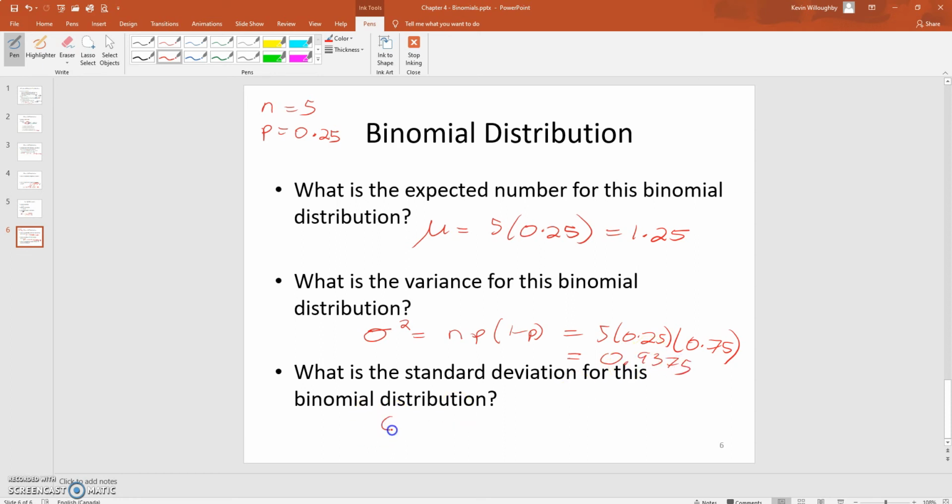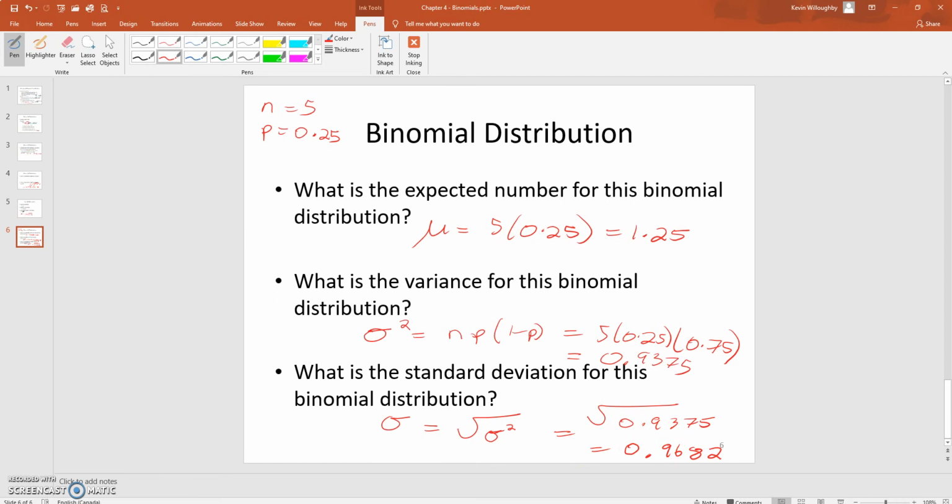The standard deviation of this binomial distribution is the square root of the variance. We could write the square root of 5 times 0.25 times 0.75, but we already have that number, so it's basically the square root of the variance, 0.9375, which will equal 0.9682. That is the standard deviation for this binomial.